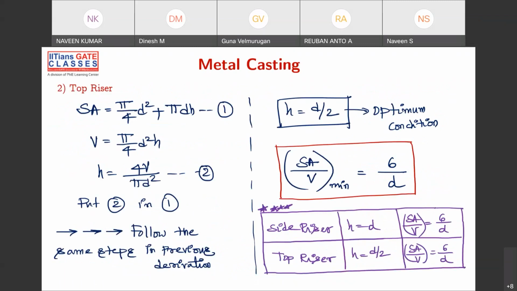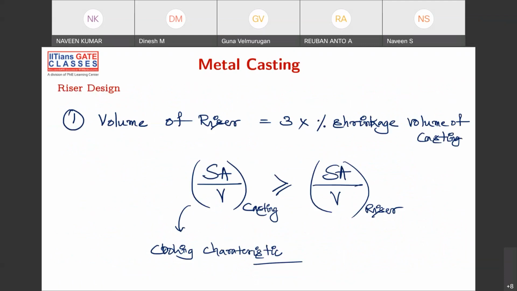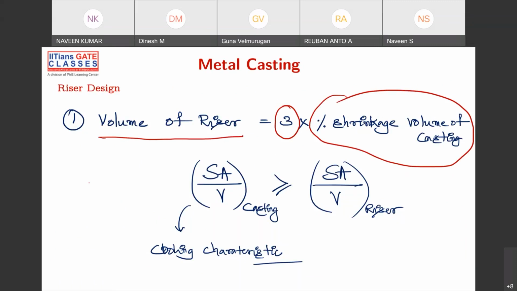Carry on. Fine. So this is how the side riser and top riser are designed for a cylinder. And now we'll do some riser design and then we'll do some problems. So the volume of the riser can be 3 times the shrinkage volume of the casting. Because why? For the riser you are designing, you can't expect that if shrinkage of some 20 cubic centimeters is happening, then I'll provide exactly the same volume to the riser. No, you can't do that. You can take some factor. The factor is 3 here.